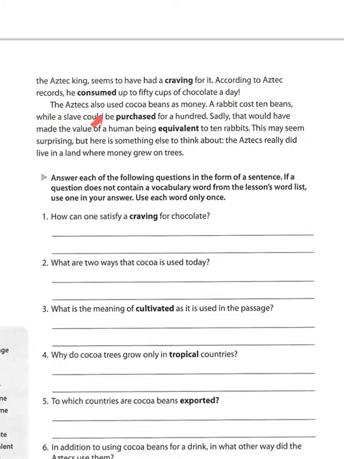The Aztecs also used cocoa beans as money. A rabbit cost 10 beans, while a slave could be purchased for 100. Sadly, that would have made the value of a human being equivalent to 10 rabbits. This may seem surprising, but here is something else to think about. The Aztecs really did live in a land where money grew on trees.